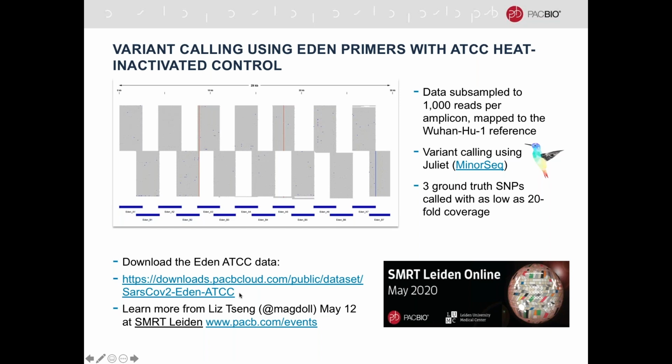And if you want to hear more detail about the analysis, you can register for SMRT Leiden, where our bioinformatician Liz Tsang is going to be going into a lot more detail about variant calling on SARS data. And you can find SMRT Leiden at pacb.com/events.